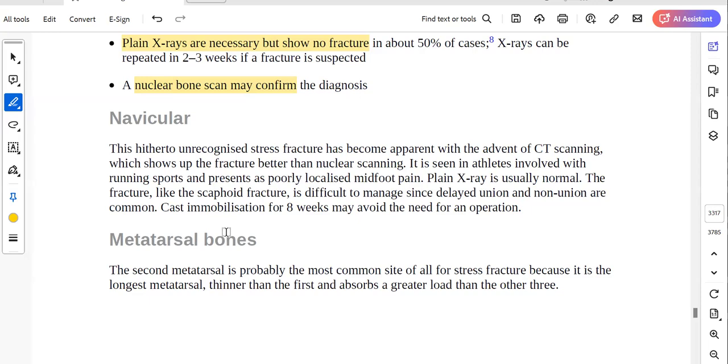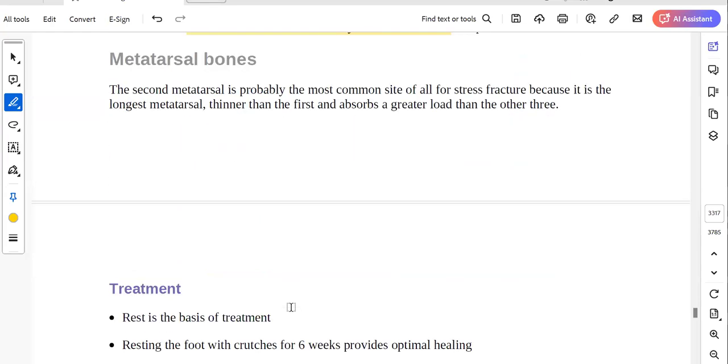So what we do for stress fracture, most stress fractures happen in the navicular bone. It is seen in athletes involved with running and poorly localized mid-foot pain. Plain X-ray is usually normal. This is difficult to manage, but this patient needs to be in a cast for 8 weeks.